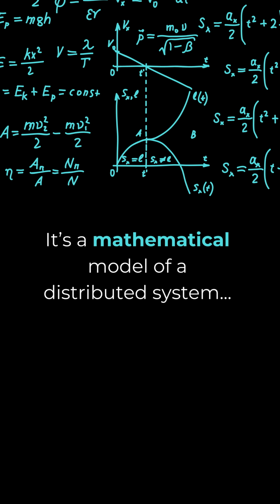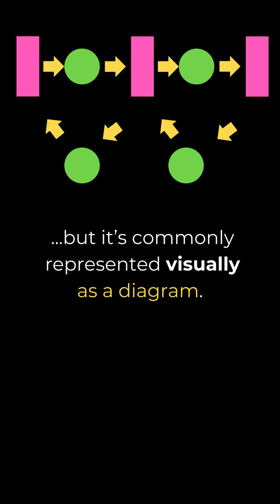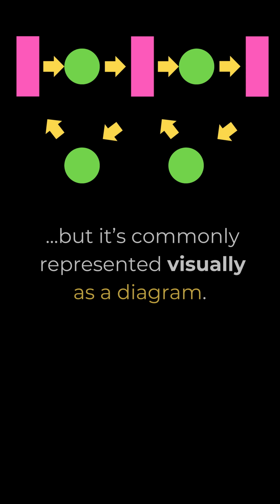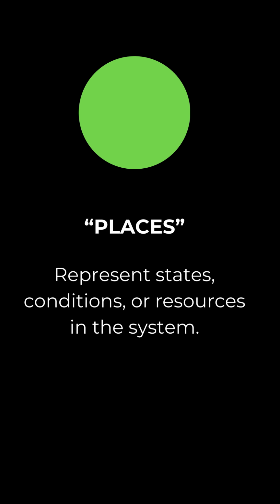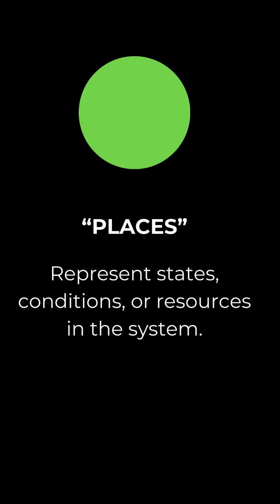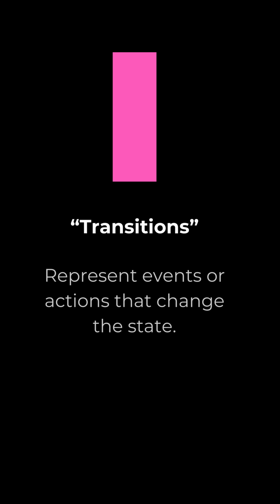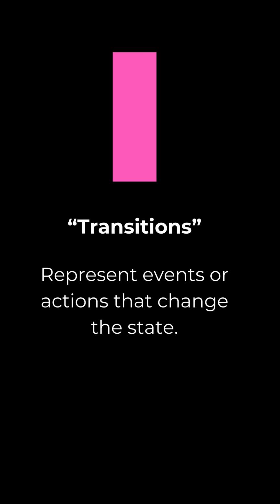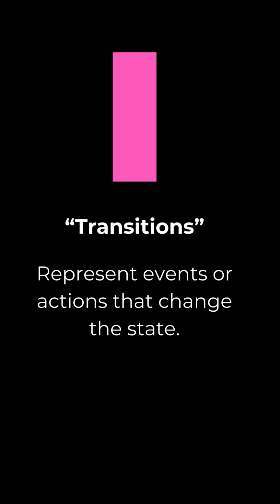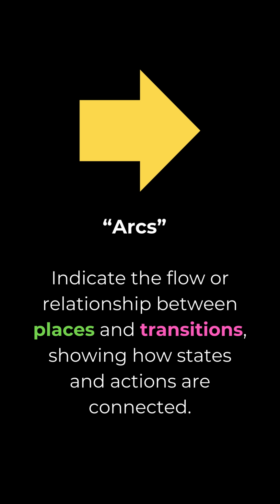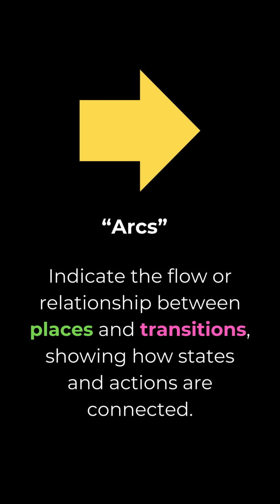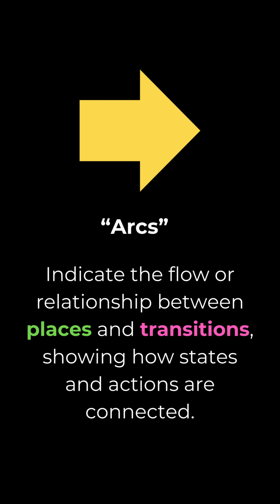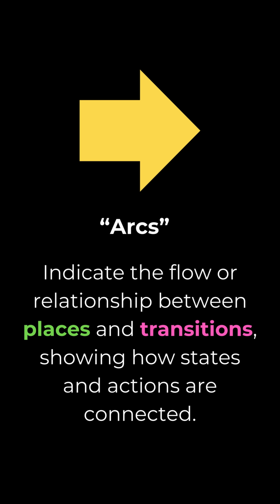It's a mathematical model of a distributed system, but it's commonly represented visually as a diagram. You'll generally see three types of shapes. Circles, these are places. They represent states, conditions, or resources in the system. Rectangles, these are transitions. These represent events or actions that change the state. And arrows, these are arcs. They indicate the flow or relationship between places and transitions, showing how states and actions are connected.